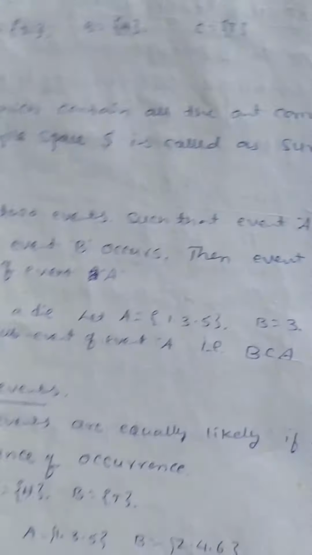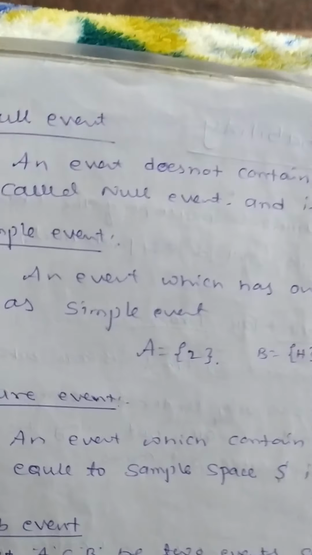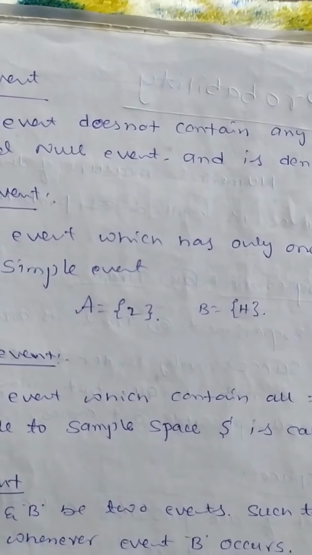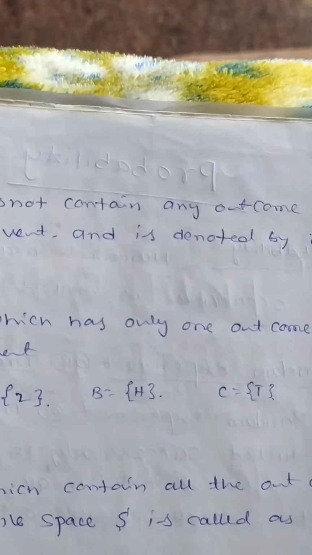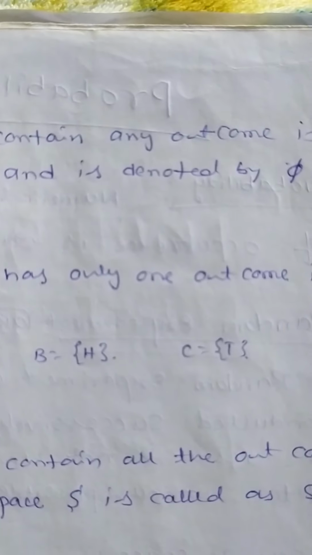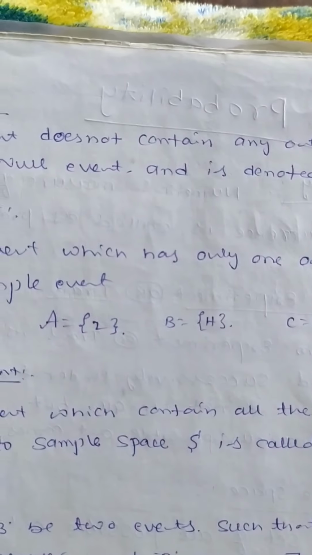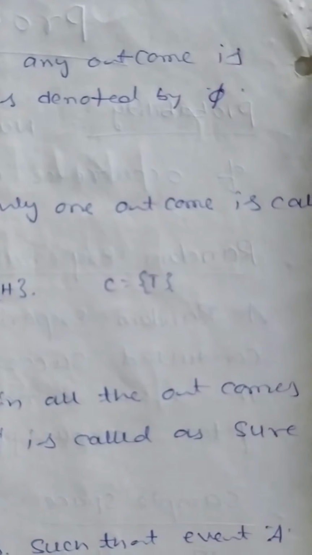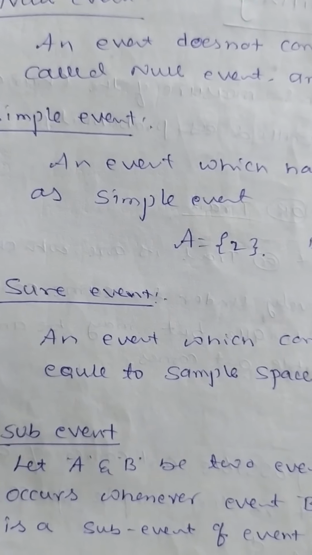Okay. Next, null event. What is a null event? An event that does not contain any outcome is called a null event, and it is denoted by phi. Null event means no outcomes, no experiment is conducted. That is denoted by phi.